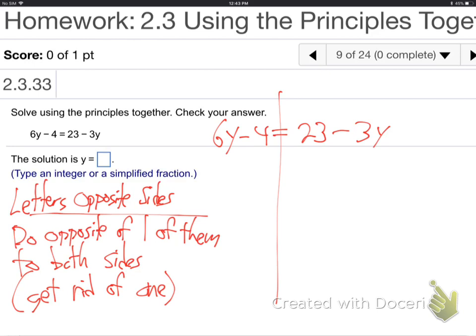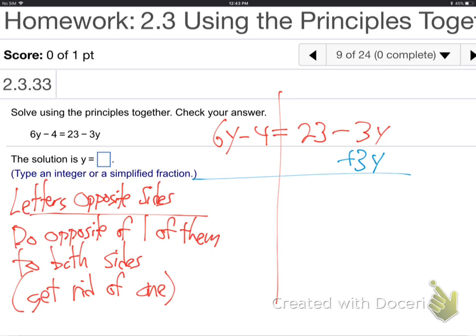So what am I going to do about those letters? Well, those are on opposite sides. So that means you get rid of one of them by doing the opposite. It doesn't really matter which one. I usually, out of habit, do the lower one, but you don't have to. So the lower one's the minus 3y. So I'll go to him and I'll do the opposite. What's the opposite of this guy? Be positive. Add. Yeah. Add 3y. See how that's going to cancel him out?